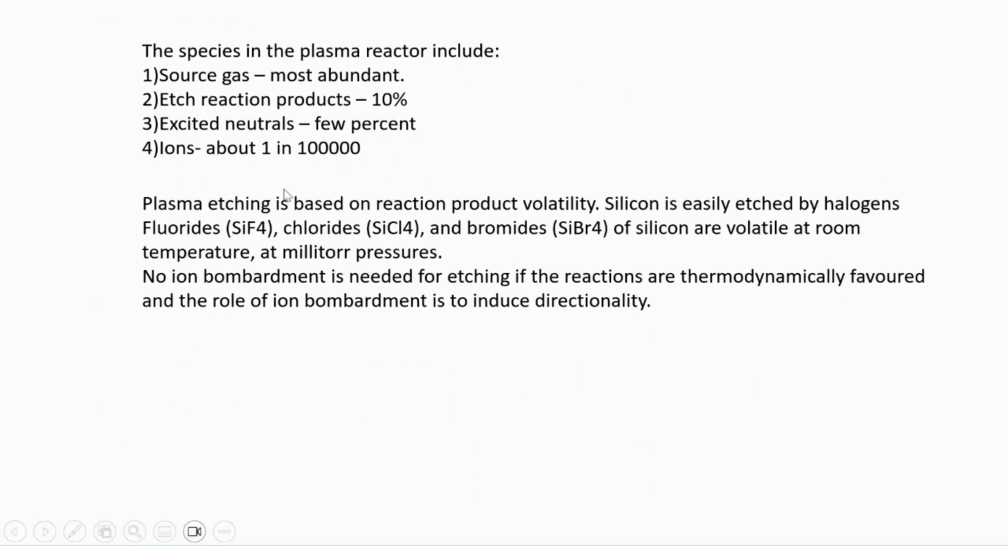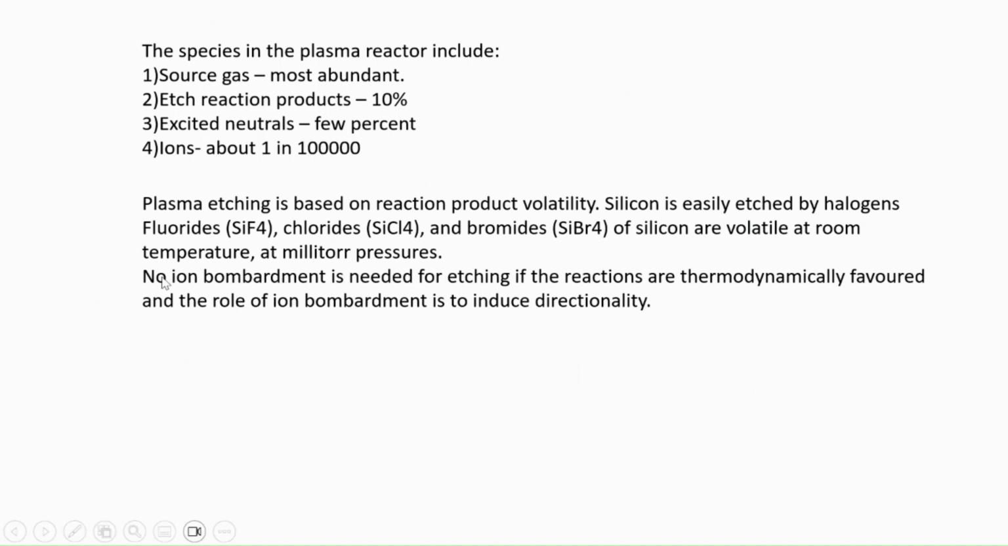And plasma etching is based on reaction product volatility. Silicon is easily etched by halogens: silicon fluorides, chlorides, and bromides. If you have somebody doing fabrication, then you will know there are RIE-Cl and RIE-F instruments. They are basically based on fluorine chemistry and chlorine chemistry. So the underlying idea in all plasma etching is ion bombardment, which is happening inside.